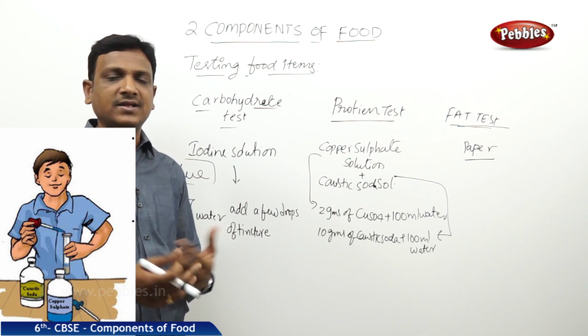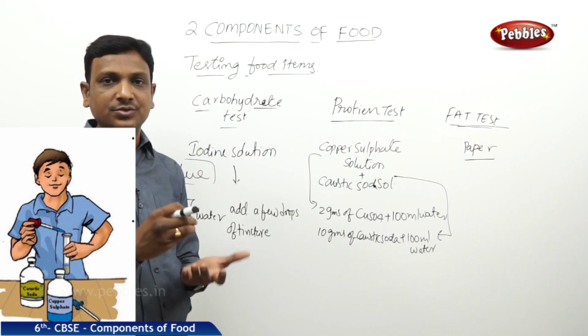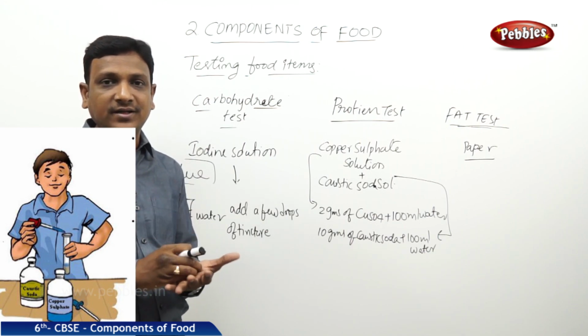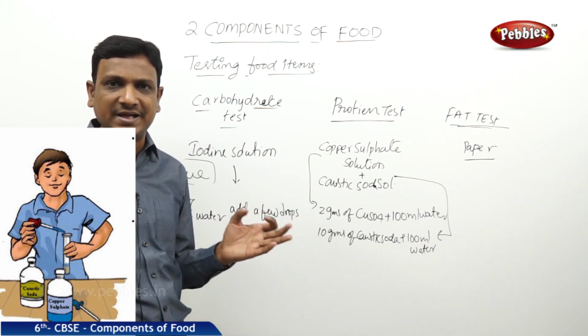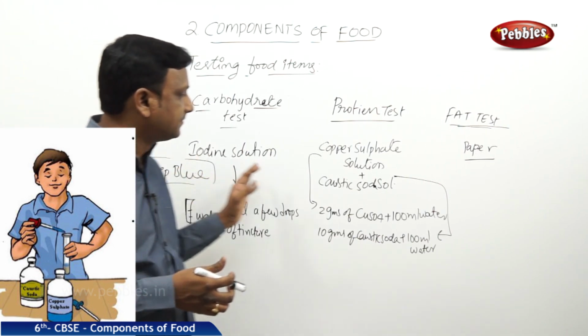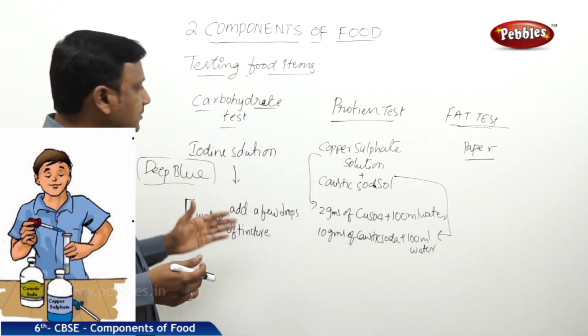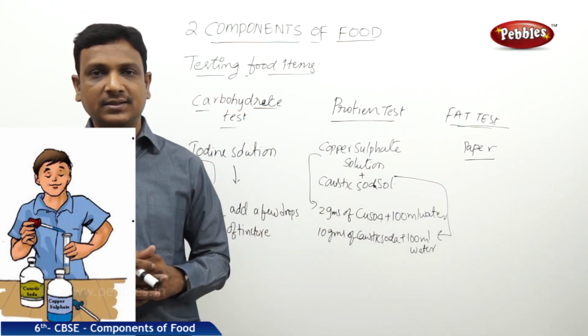Otherwise, directly you can put the iodine drops on the food item itself, but you see that you do not taste or eat the food after you put the iodine drops. So, we are not supposed to taste or smell these chemicals. These are all chemicals. Iodine solution, copper sulfate solution, caustic soda, nothing to be tasted or smelled.